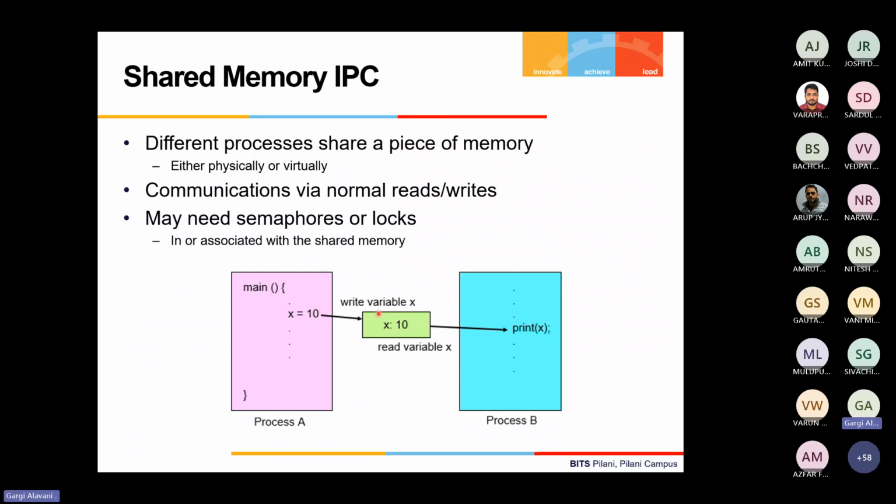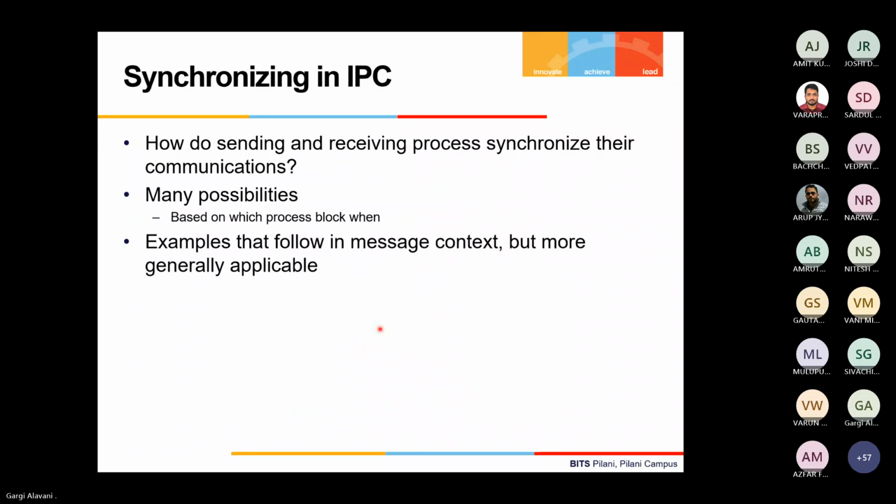Here we might have to use locks or semaphores to ensure that there is no data race. That is, if one process updates this value, before the other process reads it, we have to lock this data. Otherwise, it might so happen that process B reads some previous value or a partially modified value, which is an incorrect value. Hence, synchronization is very critical in IPC.